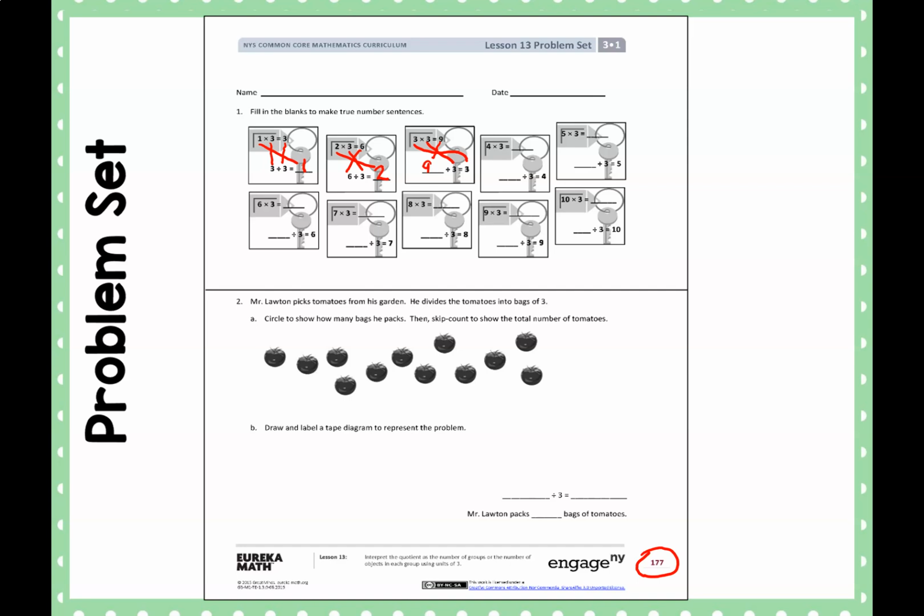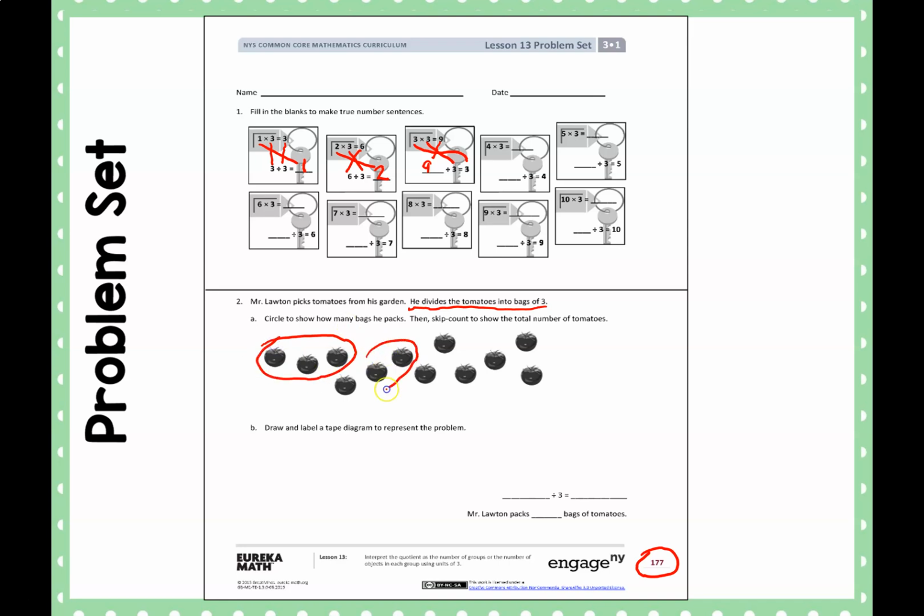Mr. Lawton picks tomatoes from his garden. He divides the tomatoes into bags of 3. Circle to show how many bags he packs. Then skip count to show the total number of tomatoes. Okay, so we see that he divides his tomatoes into bags of 3. So we need to circle to show how many bags he packs. So let's circle groups of 3.